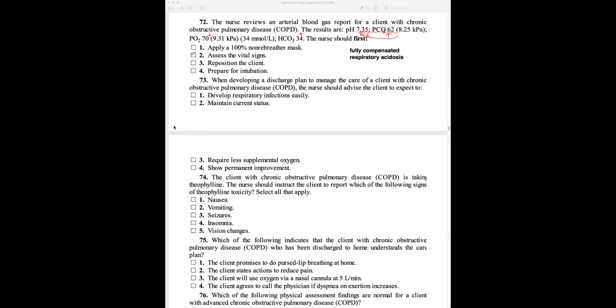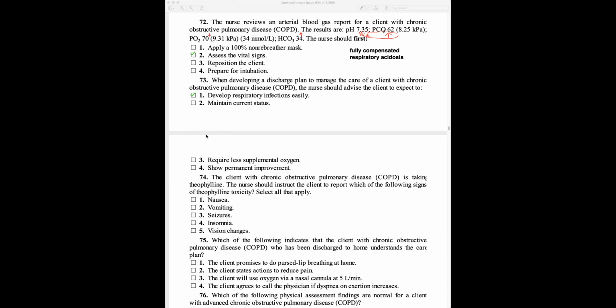So the correct answer for 73 is a 1. So make sure you know that patients with COPD do develop respiratory infections easily. They're more at risk for infections like pneumonia, and it can lead to death in them very quickly.